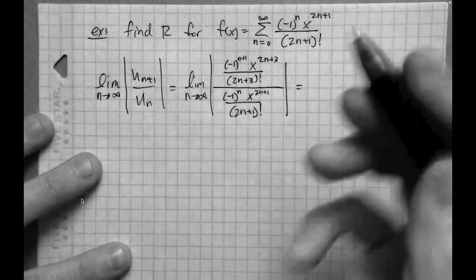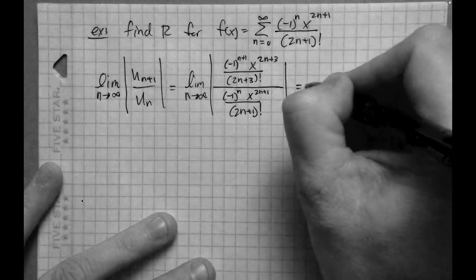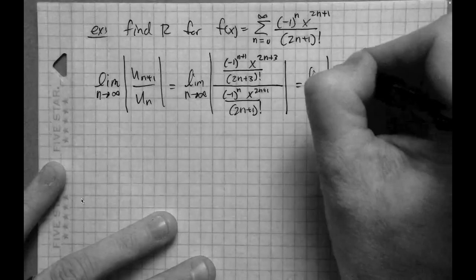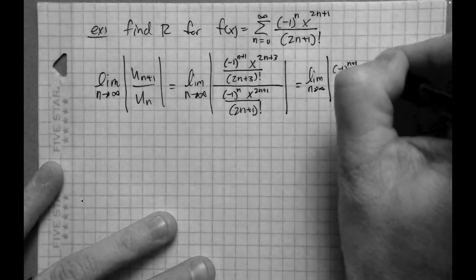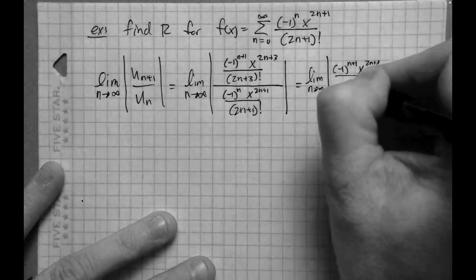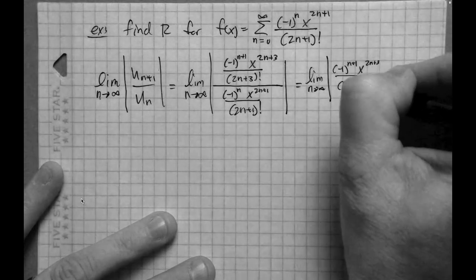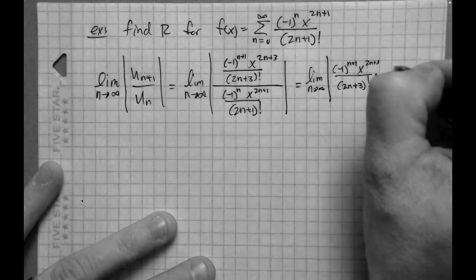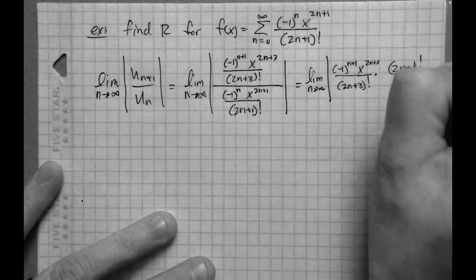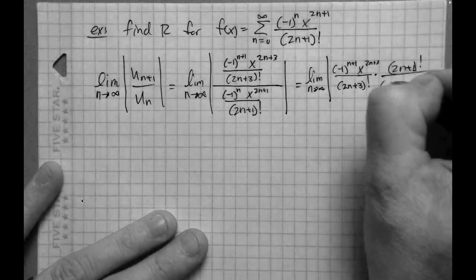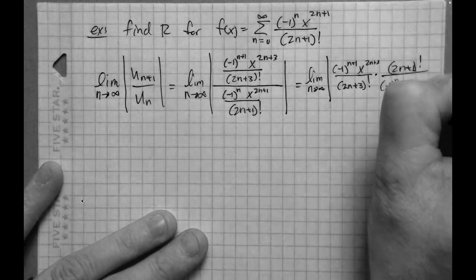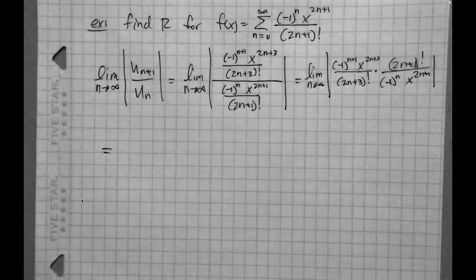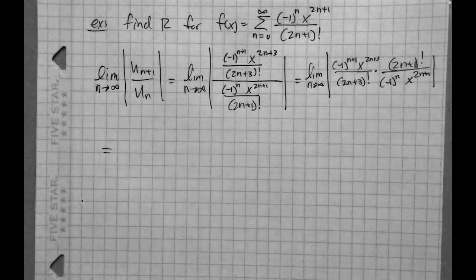Okay. And then, of course, the way to deal with this is to invert and multiply. So negative 1 to the n plus 1 times x to the 2n plus 3 over 2n plus 3 factorial, times, and now everything will be flipped upside down. So it'll be 2n plus 1 factorial over negative 1 to the n times x to the 2n plus 1. Okay, so a big kind of messy thing here, but everything cleans up really nicely.